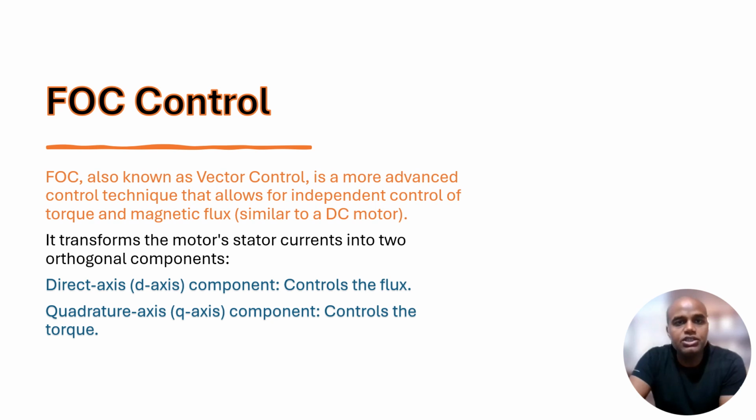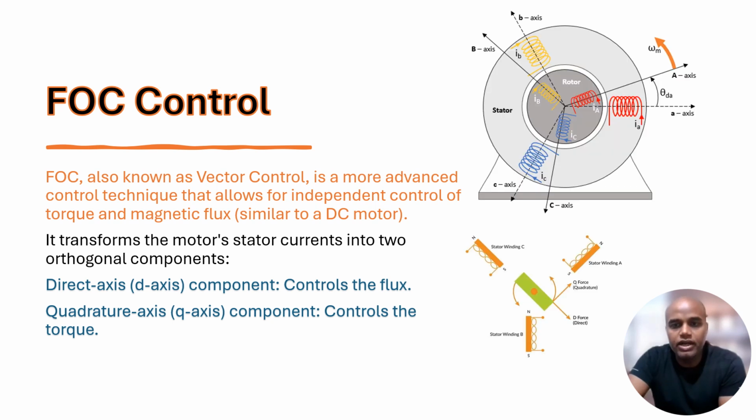Whereas the quadrature axis, or the Q axis, is oriented 90° to the D axis because they are both orthogonal, and it represents the imaginary component of the magnetic field. The current along the Q axis is responsible for producing the torque in the motor. This current component interacts with the magnetic field generated by the D axis current to create the rotating force that drives the motor. So in brief, the D axis controls the flux, and the Q axis controls the torque. Let's understand exactly how this is happening.